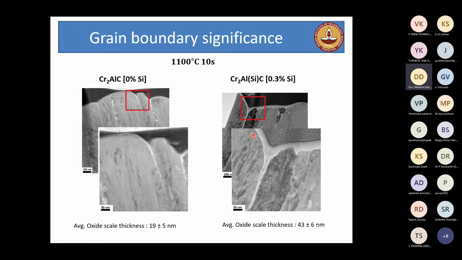Therefore, silicon is enabling aluminum to go through the grain boundaries of the columnar grains of a thin film and then form this much thicker nanoscale oxide layer on the surface, which is responsible for self-healing. That means it is enabling diffusion of aluminum at a much faster rate.